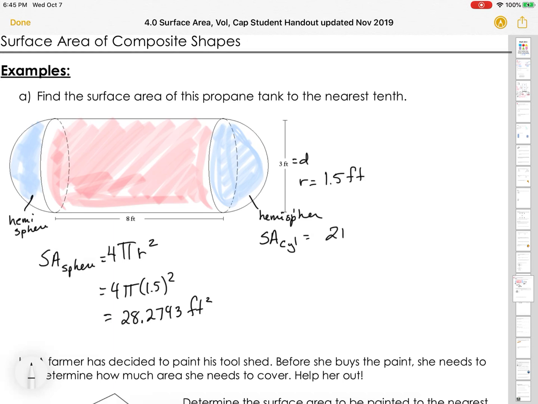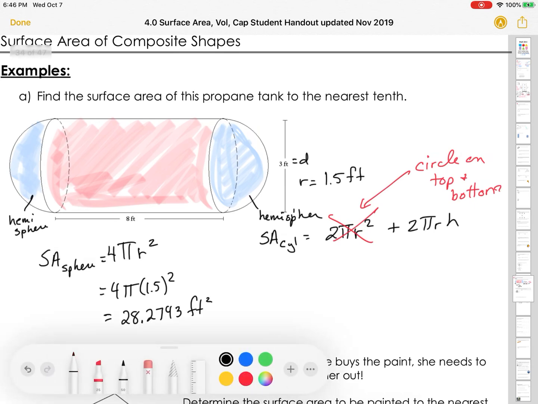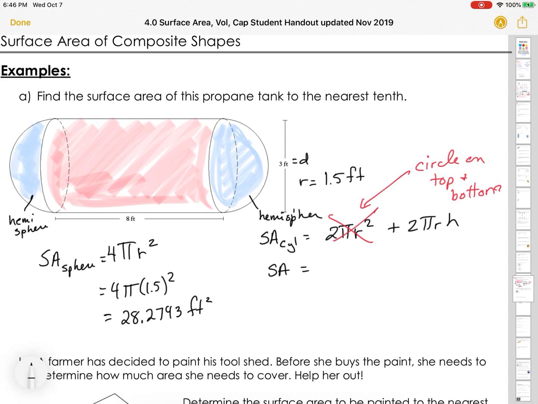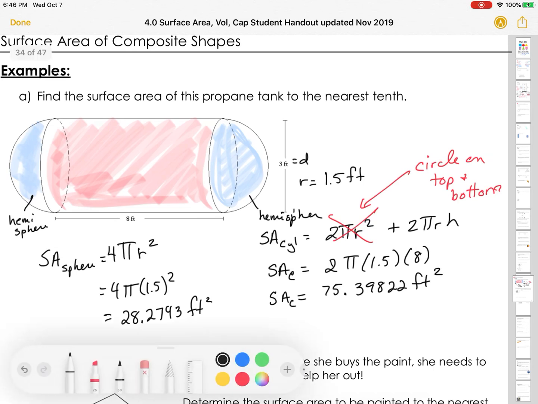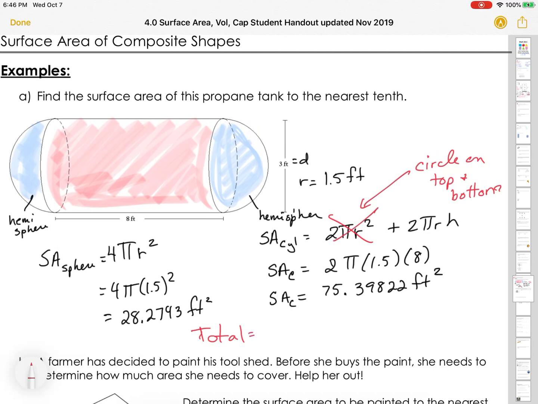Now the surface area of a cylinder, well, normally it's 2 pi r squared plus 2 pi rh, but we don't use this because that's for the circle on the top and bottom, and those are covered up, right? So we don't need that part, so we just ignore that part. So for our surface area, it's just going to be the 2 pi rh, which is 2 times pi times radius, which is 1.5, times the height, which is 8 feet, and the surface area of this cylinder will be 75.39822 feet squared.